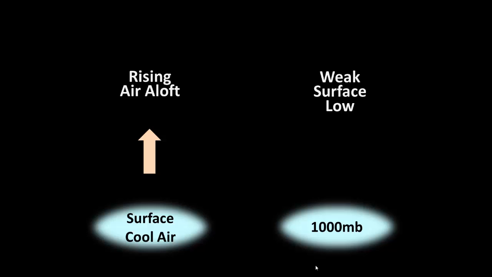However, if there is rising air aloft with cool air at the surface, which happens to be the case over Lake Superior, then the air at the surface is stable and it won't want to rise, and you will only get a weak area of low pressure.